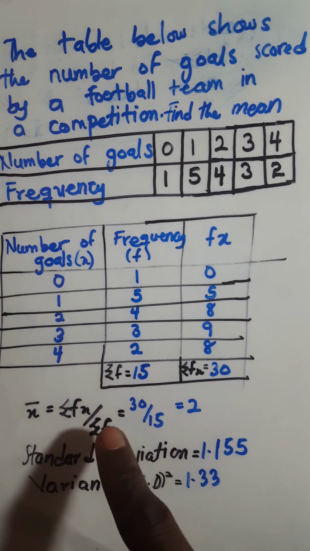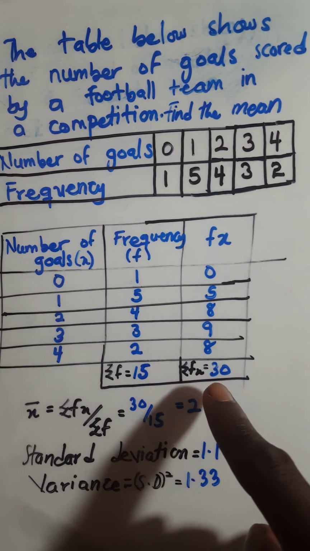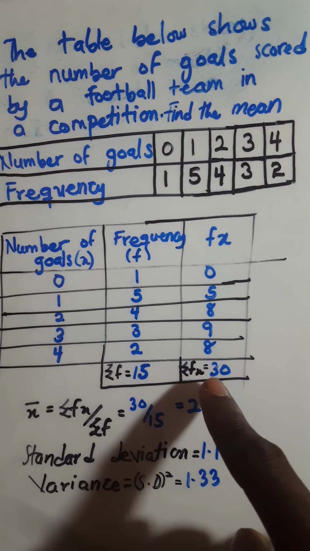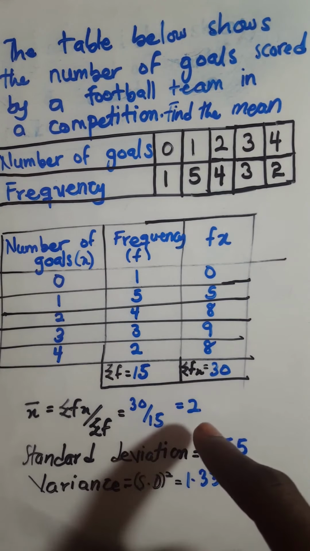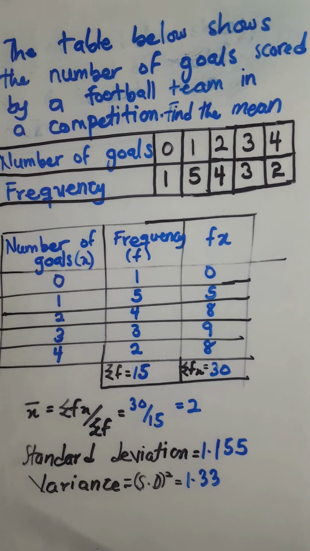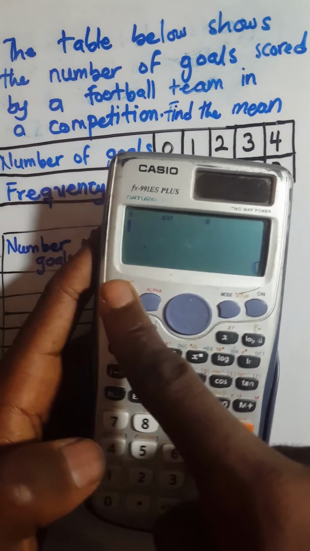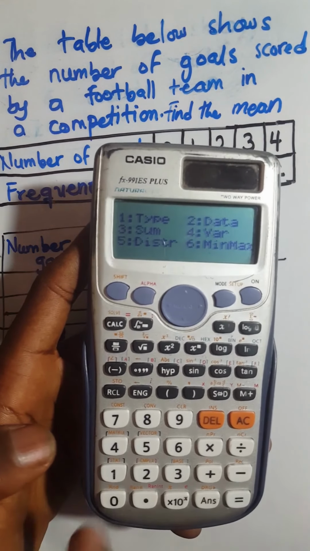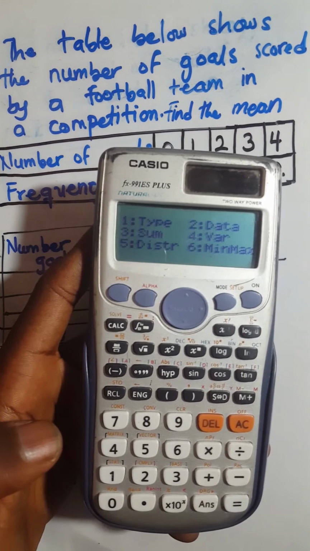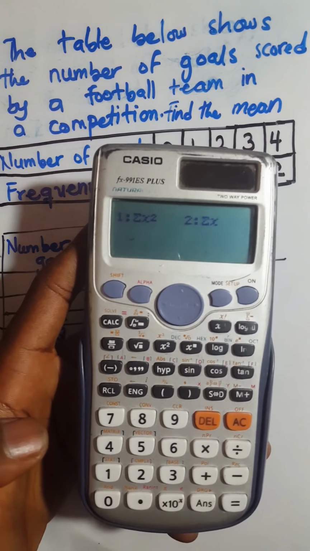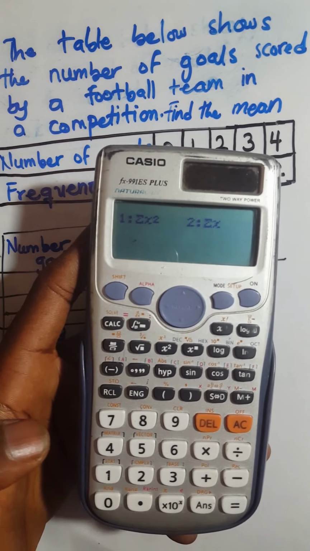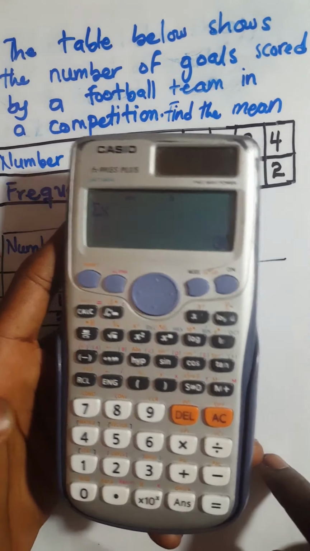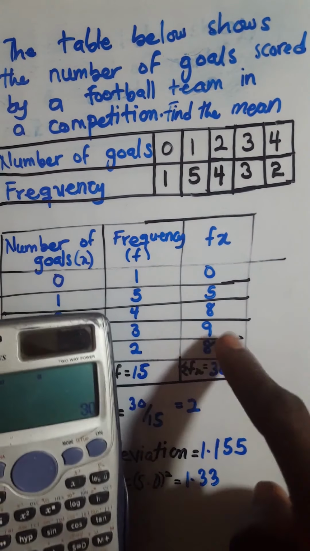The next thing I would like to show you is how to find the total of the fx, or what we call sigma fx. Now to find sigma fx on a calculator, you press SHIFT, then you press this one, then you press 3, then you press 2. So that is it. It has given you your total fx, so 30.